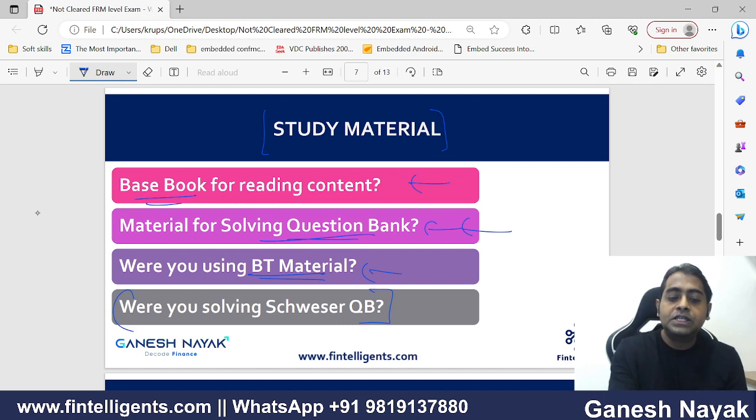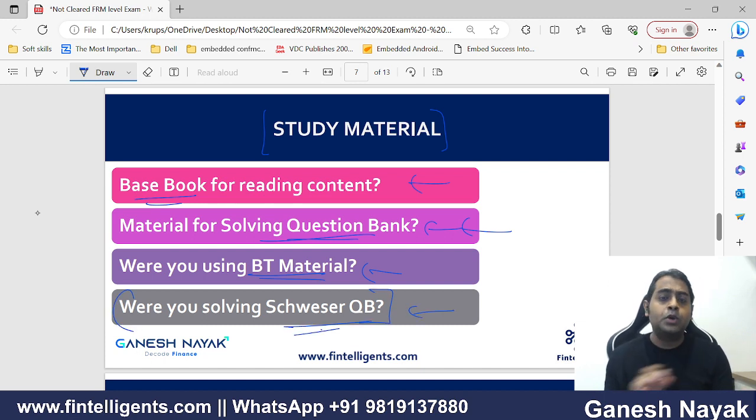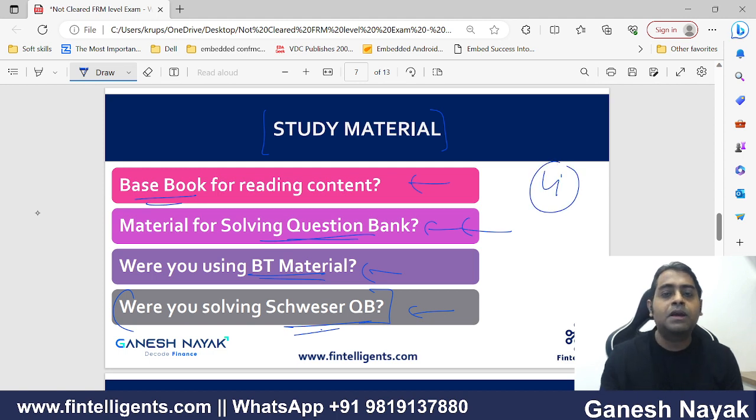Also, were you solving Schweser questions? Schweser questions are very easy. I do not recommend them, especially the chapter-wise questions. You can still do the practice questions given at the end, the mock papers, 1 week or 2 weeks before the exam. That is still possible because they are slightly better questions, but not the chapter-wise questions. So this fourth bucket is basically about which material you were using for preparing. If you ask me, Schweser is good enough as study material for FRM level 1 and level 2. You need a good amount of question bank to solve the papers.